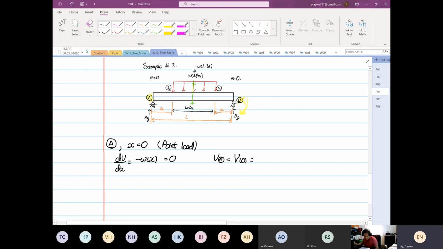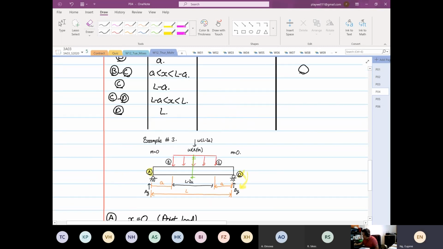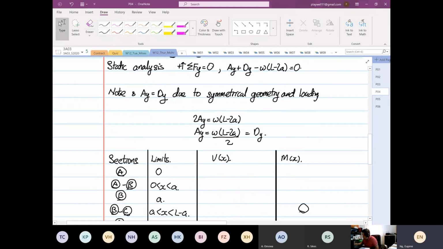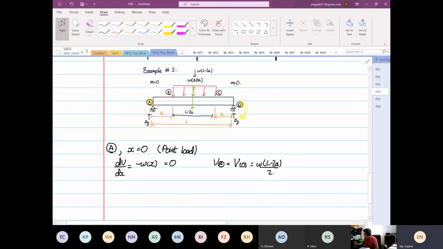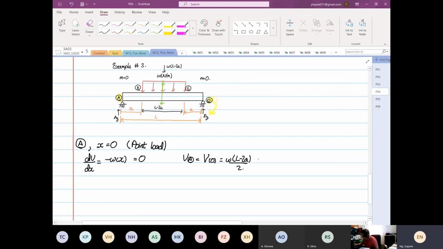And this will be equal to omega (L minus 2a) divided by 2. Because we have found that. We have found the reaction force, so Ay is equal to omega (L minus 2a) divided by 2. So that is your shear force at point A. And over here, what we have determined at point A is not a function. This is a constant.